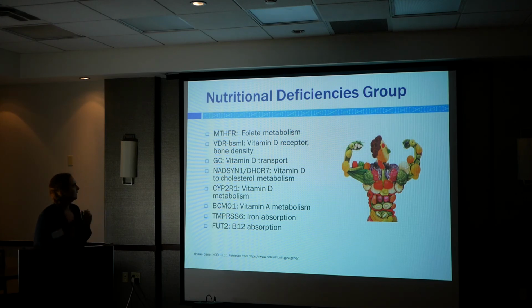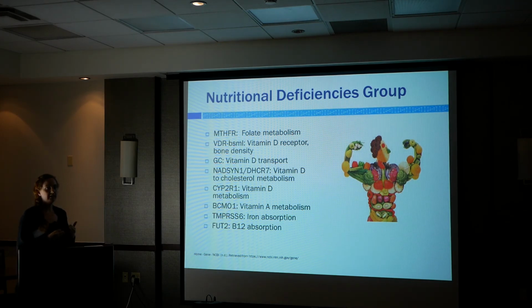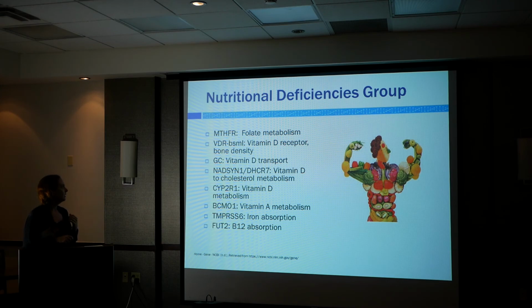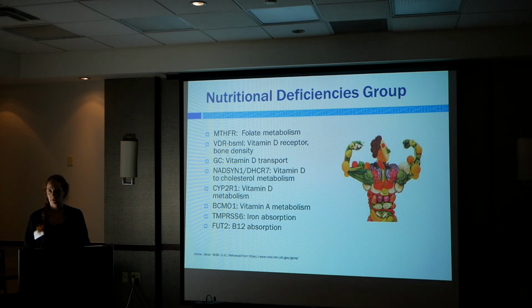These genes kind of all fall into that group. Nutritional deficiencies. You can see there are genes in folate metabolism that become deficient and you're not utilizing that folate. You're not utilizing folic acid from your diet. You have to get it from folate. There are several genes, VDR, GC, NADSYN1, CYP2R1. These are all genes that have to do with maintaining a healthy vitamin D serum level. And they do it in different ways.